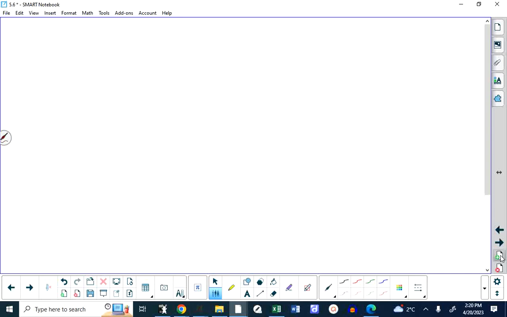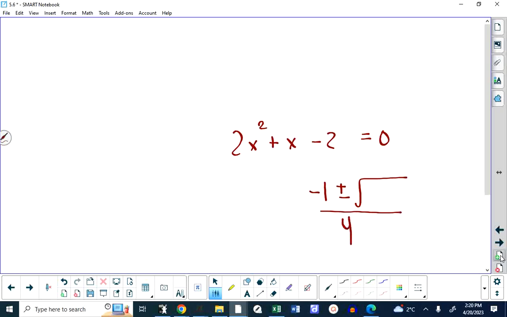So I'm taking 2x squared plus x minus 2. Is that correct, Annalie? Yes? Okay. Equal to 0. Thank you. So I'm going to have negative b, which is -1, plus or minus the square root of the discriminant over 2a, which is 4. I want to say 17.